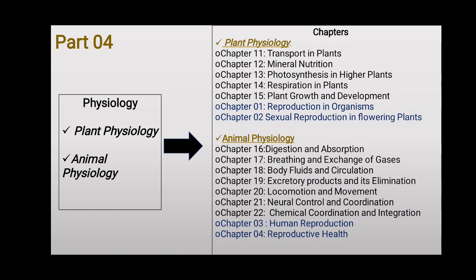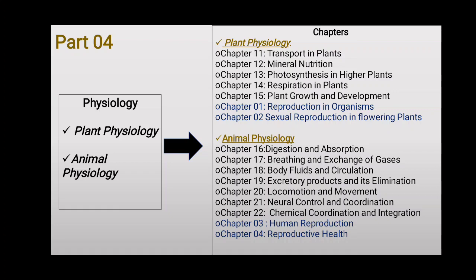and what is the optimum amount of nutrients to work properly. And the next thing is photosynthesis, that is nutrition in plants. Chapter 14 of class 11 is respiration in plants, and 15 is plant growth and development. And these two chapters from class 12, reproduction in organisms and sexual reproduction in flowering plants, I have kept in the plant physiology unit.